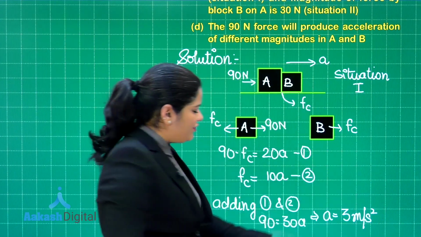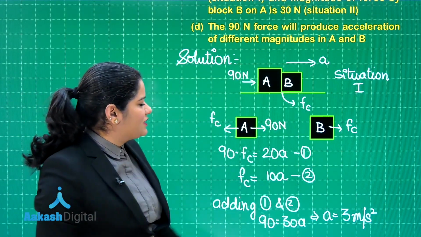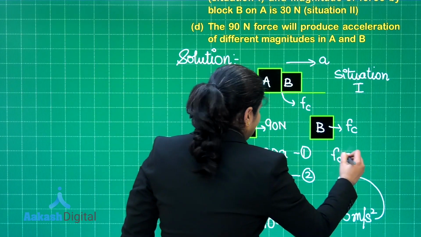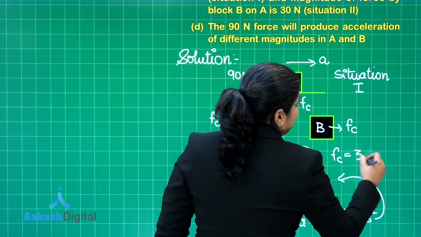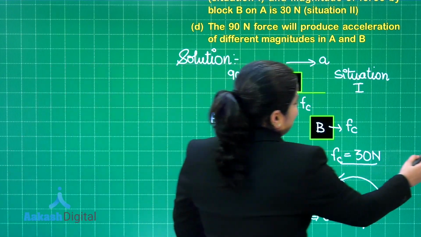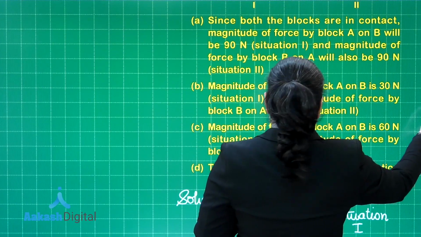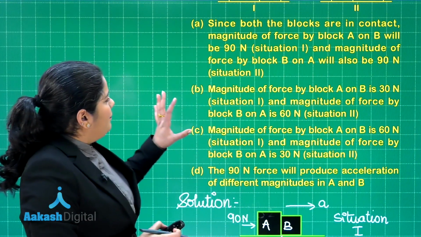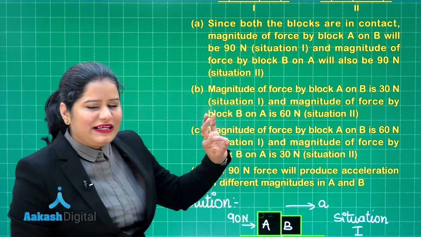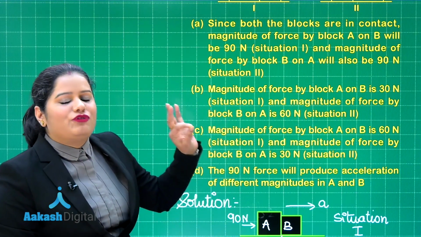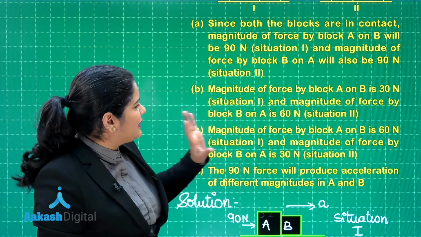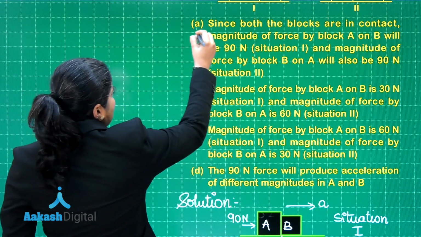If acceleration is 3 meter per second square, what will be FC? On substituting the value back over here, FC will come out to be 10 into 3, that is 30 Newton. So in the first situation, the force is 30 Newton. The magnitude of force exerted by block A on B is FC, the force exerted on block B by block A, so that comes out to be 30. So option A is incorrect.